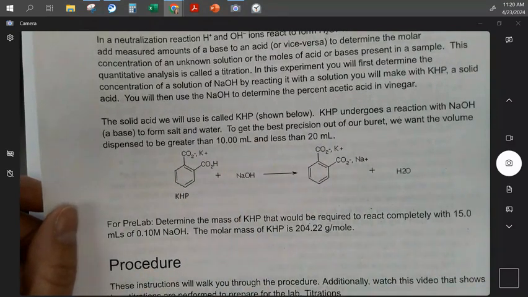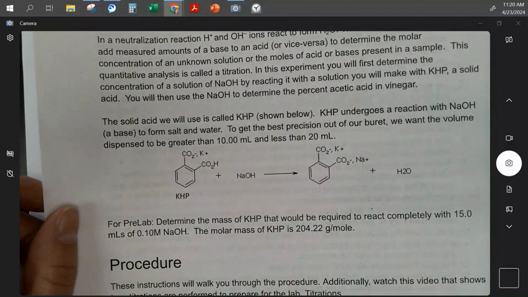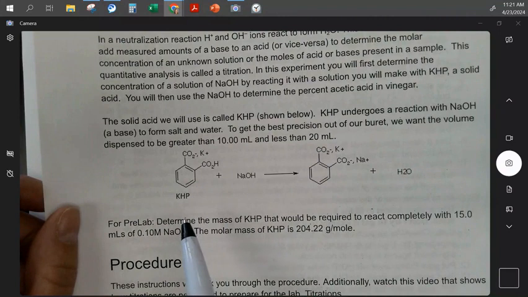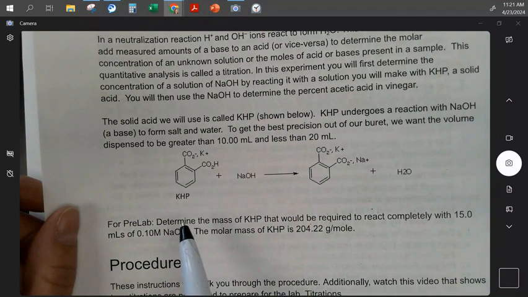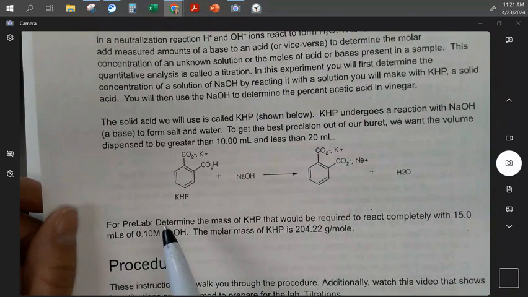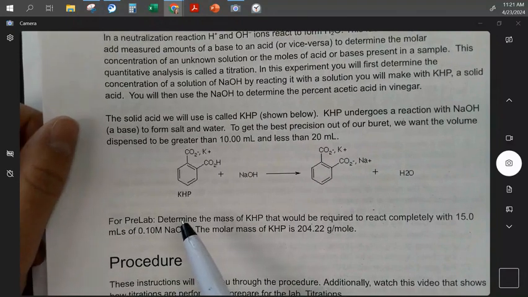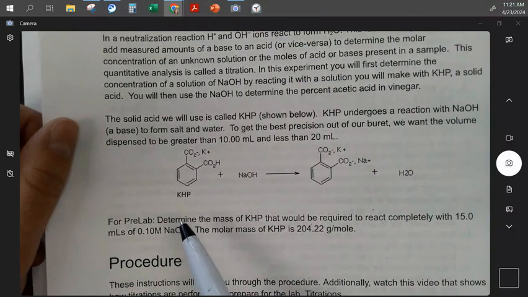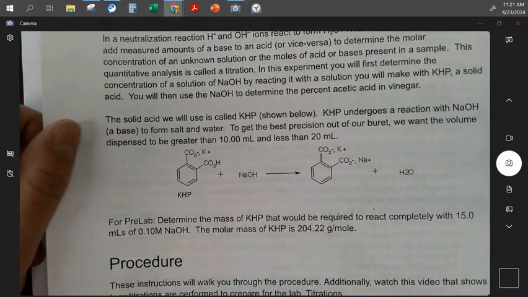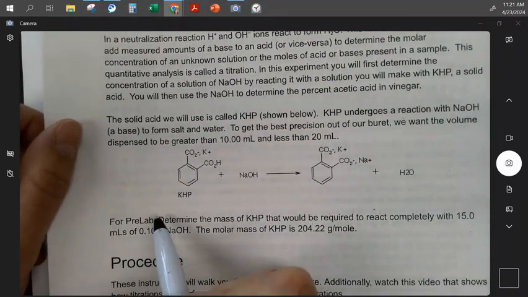Okay, well, there's a name for it. It's like potassium, hydrogen, phosphate, something like that. I don't know if it's that because there's no phosphate, so. Phthalate, it's phthalate. This must be the phthalate. Okay. All right, so this is KHP.